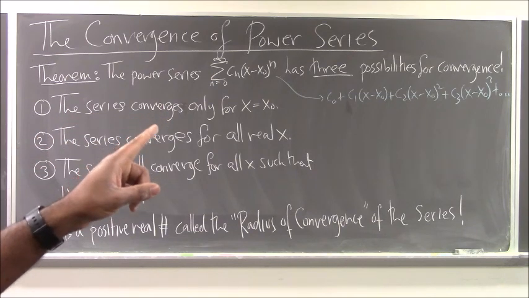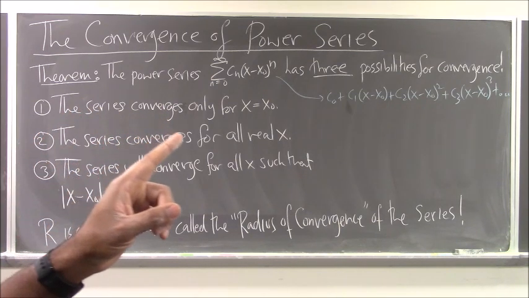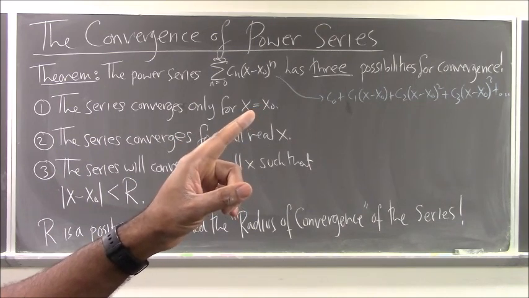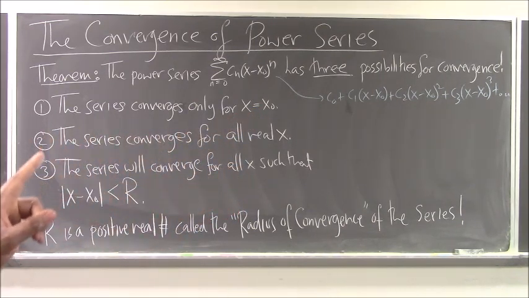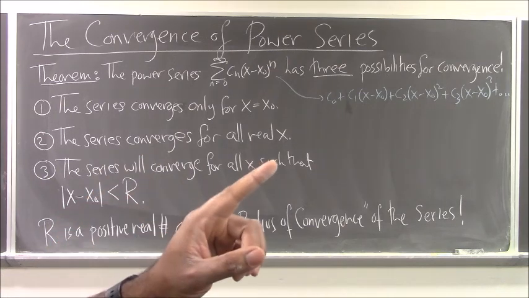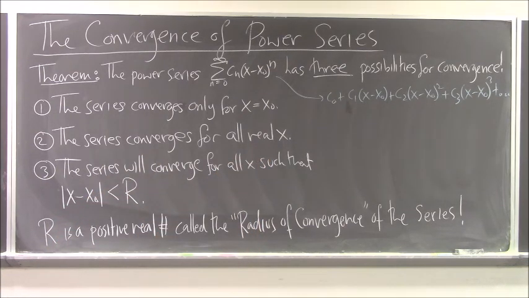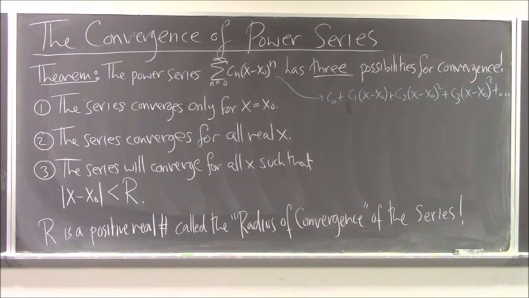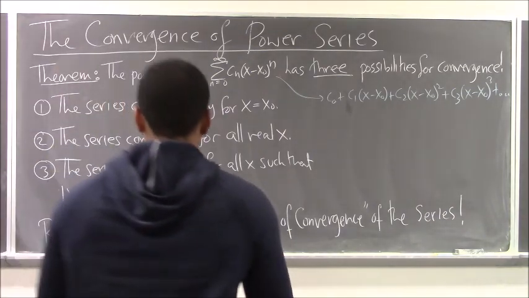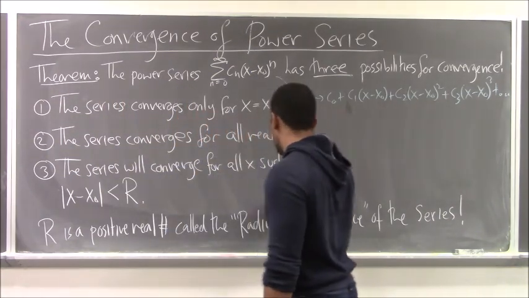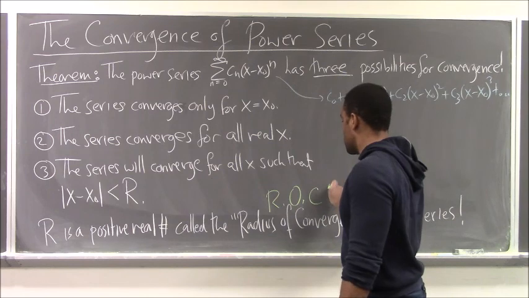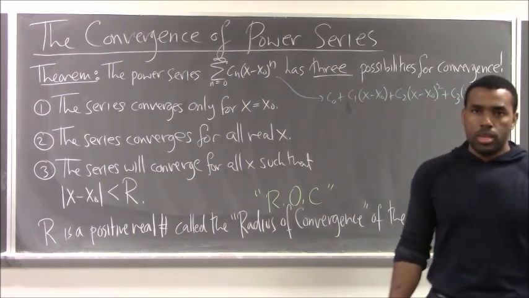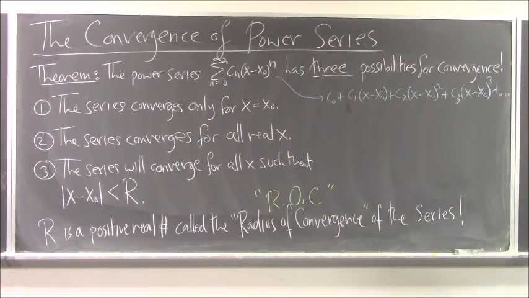One, the series will converge only for one particular x value, namely if I plug in x equals x naught. Another possibility is the series will converge for all real x. So no matter what x I plug in, it's going to work. Another possibility, it will only converge for x values for which such an inequality is true, where our R is going to be a positive real number called the radius of convergence. Now I will abbreviate radius of convergence as ROC moving forward because I don't want to have to write that down.